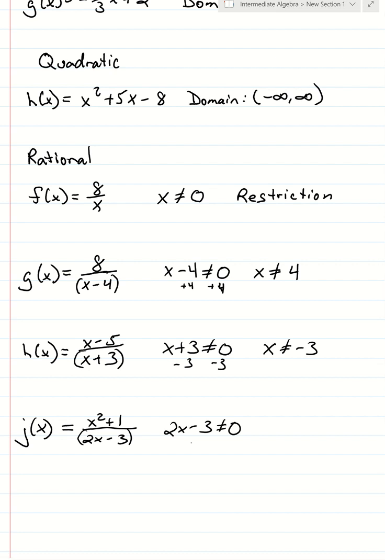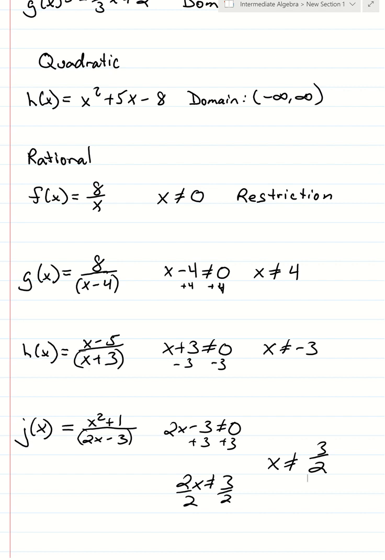And now we have to solve. I would add the 3 over, in which case 2x can't equal 3. And if we divide both sides by 2, we would come up with x can't equal 3/2. That would be your restriction on the domain.